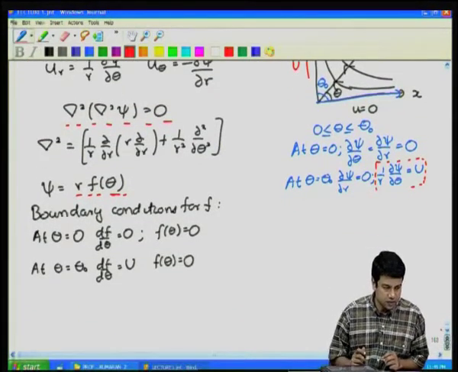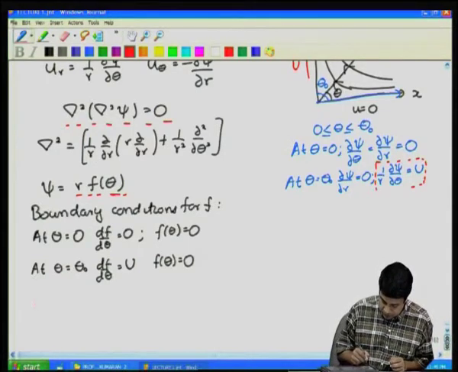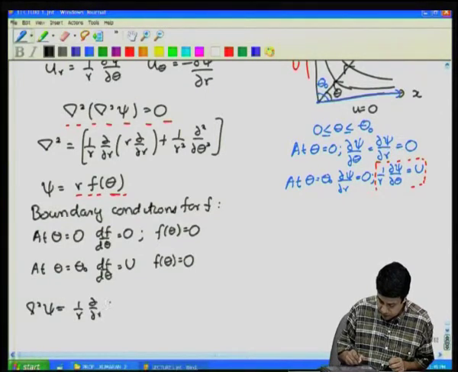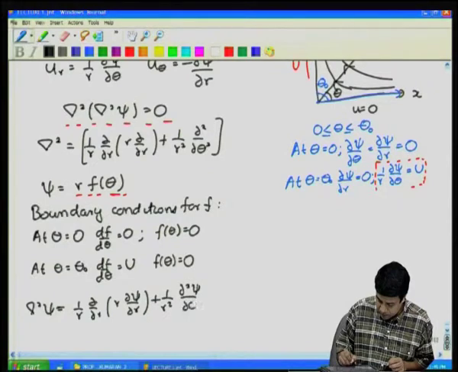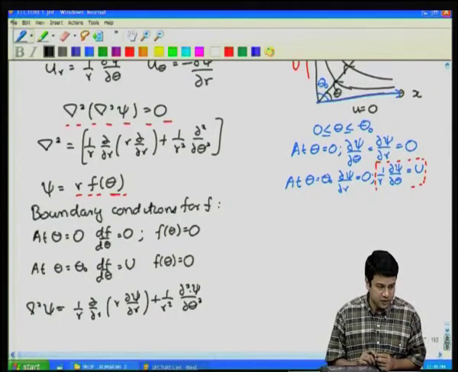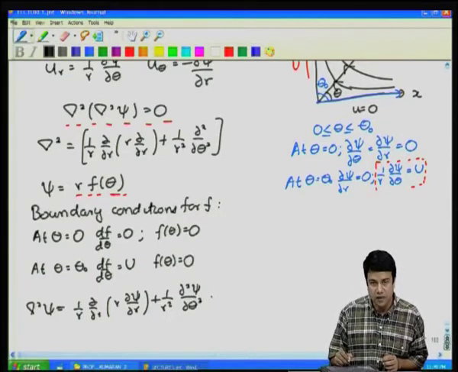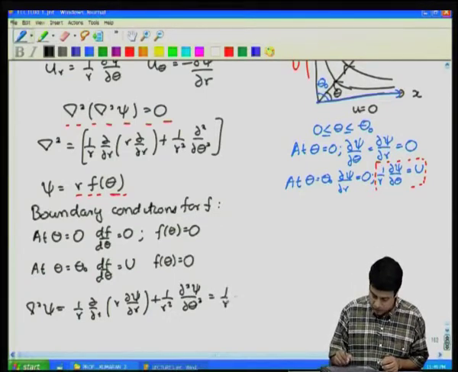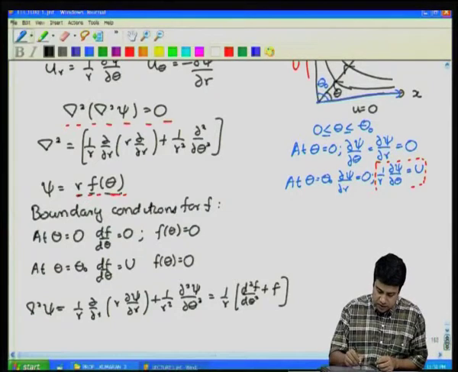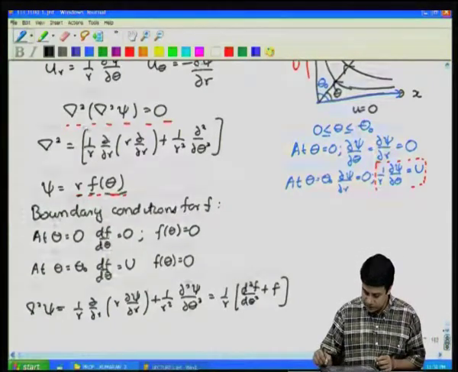So, let us do that a little quickly. Okay. So, del square psi is equal to 1 by r d by dr of r partial psi by partial r plus 1 by r square partial square psi by partial theta square. Okay. And if you work it out in terms of f, this works out to be equal to 1 over r into d square f by d theta square plus f. Just substitute for psi in terms of this in order to get this expression.